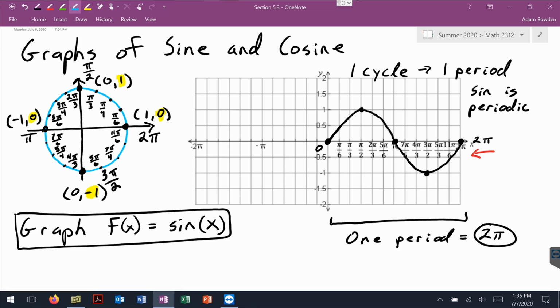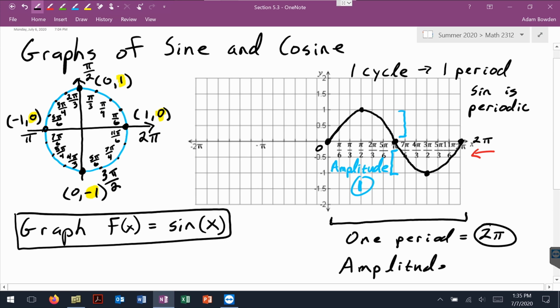The height that we go up to and the distance we go down to the bottom, how far away from the middle the graph goes, is called the amplitude. And the amplitude, as we can see here, would be 1, because the graph goes up to 1 and down to -1. So those are the words that we use here for sine functions and also for cosine functions: period and amplitude.